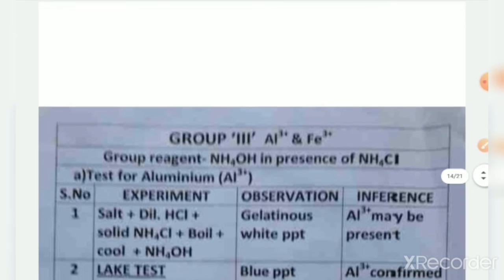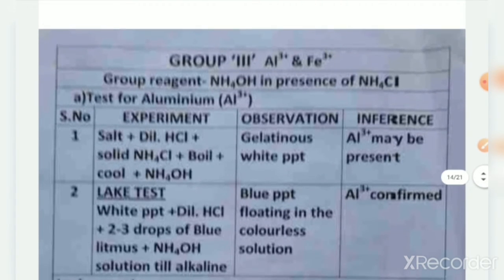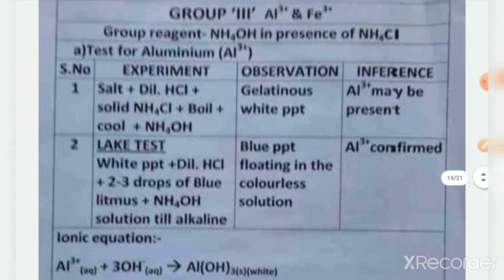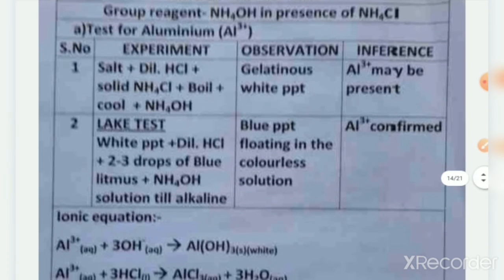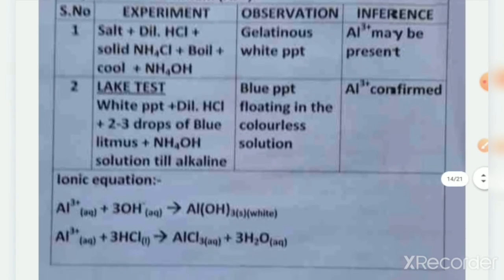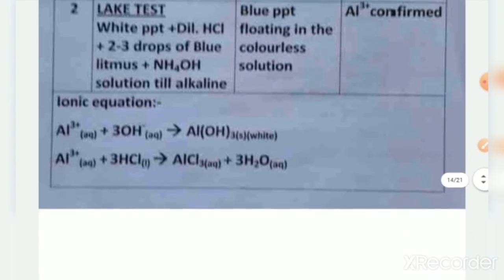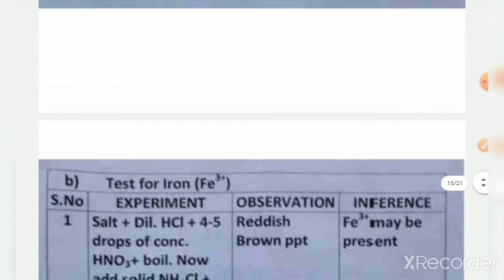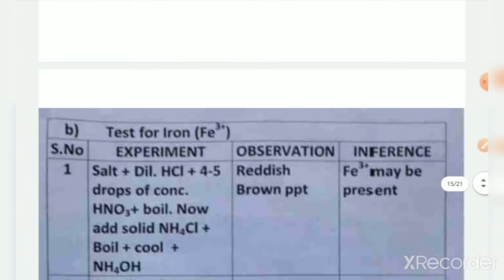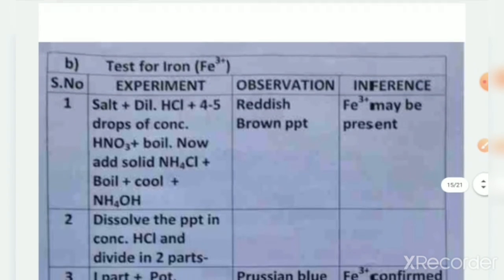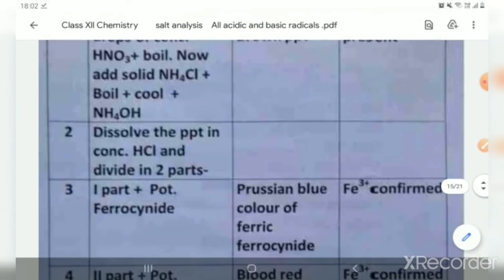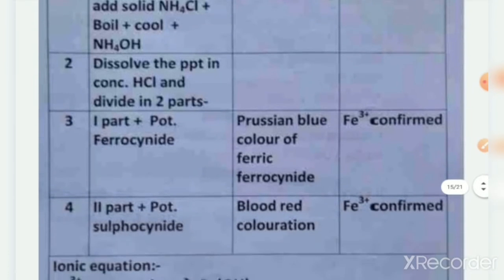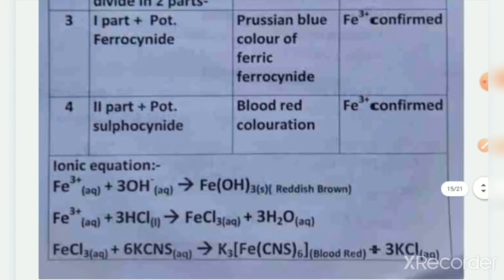And after that you have to test group third, that is aluminum ion and ferric ion. Both are very important. In this group chromium ion is also kept, but these two are the important ones. See here, the test given is very important. After that the test for iron is given here. It has preliminary and confirming tests, and then the equation is given here.